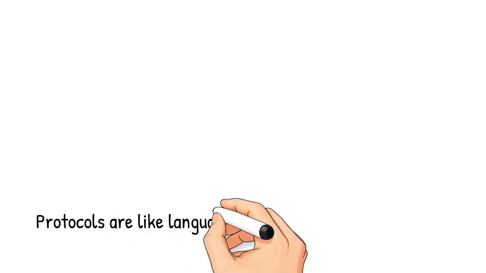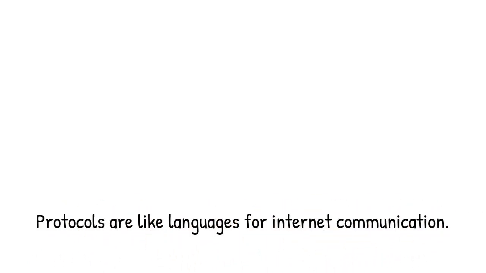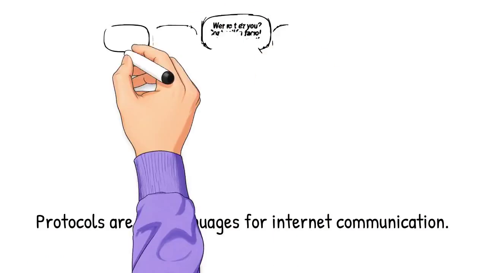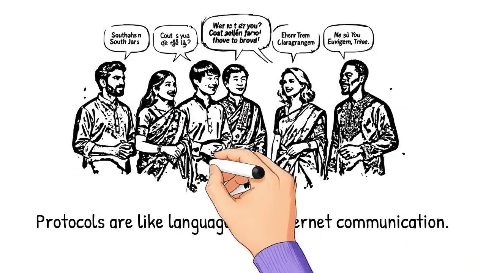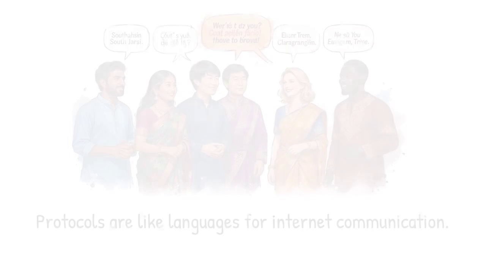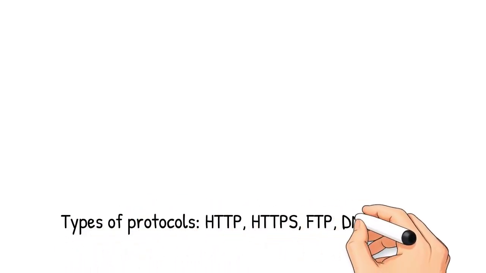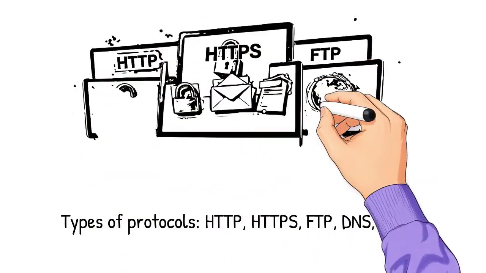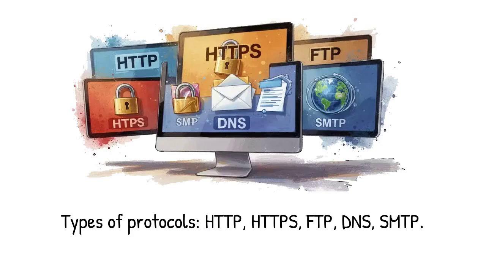Imagine you walk into a room where people are speaking English, Hindi, Tamil, French, and Japanese. If you don't speak their language, you can't communicate. But if everyone agrees to speak English, suddenly communication becomes easy. Protocols are the languages of the internet. HTTP is one language. HTTPS is another. FTP is another. DNS is another. SMTP is another. Each protocol has its own purpose, its own rules, and its own strengths and weaknesses.